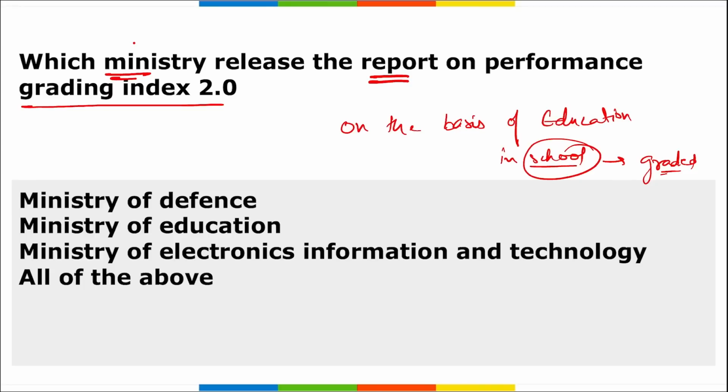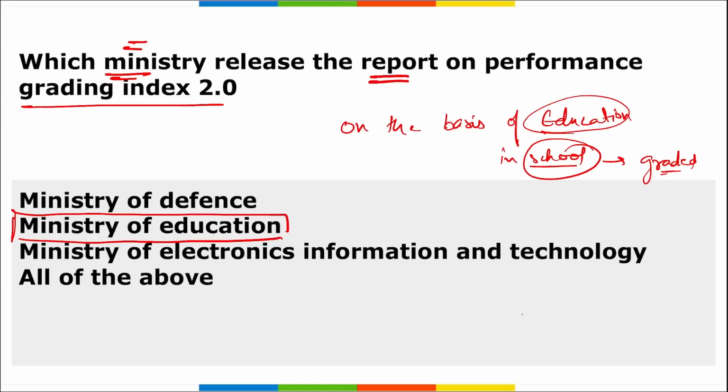And the question asked here is, which ministry released the report on the Performance Grading Index 2.0. So as the name suggests, it is based on education grading of the schools. So this will be done by the Ministry of Education, right? Department of School Education and Literacy, that comes under the Ministry of Education, has released this Performance Grading Index 2.0, right? This assesses the performance of the school education system at both state and union territory level by creating an index for the comprehensive analysis, correct?